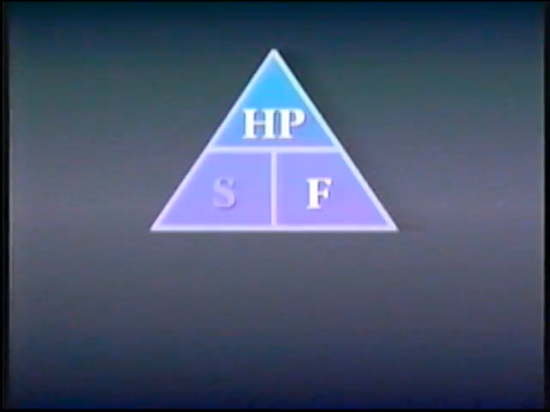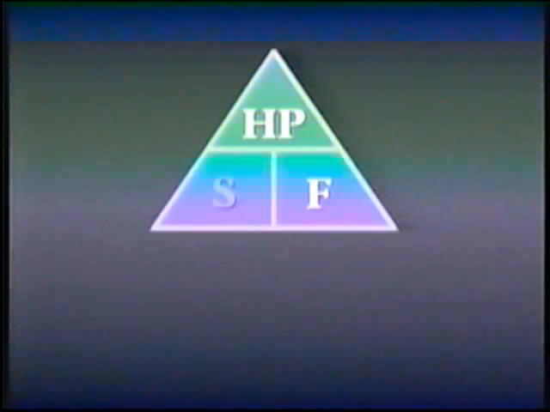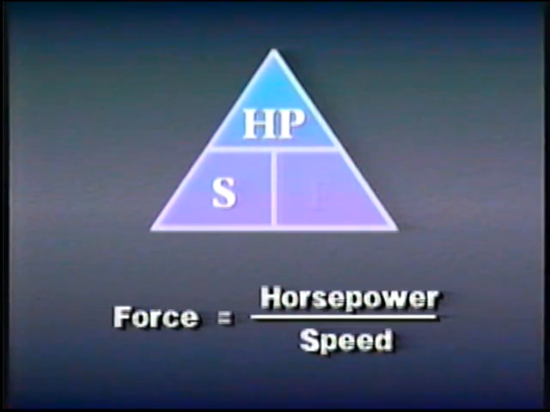If we want to know the speed at which an actuator will work, we cover up speed and see that we have to divide horsepower by force. If we want to know the force needed to achieve a certain speed, we divide horsepower by speed. When making your calculations, be sure you use the correct units. Otherwise, your answer will be incorrect.